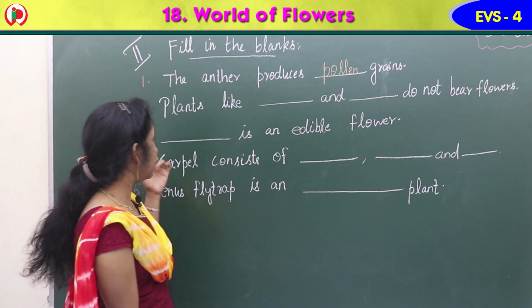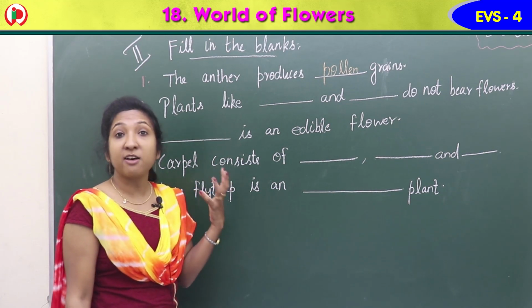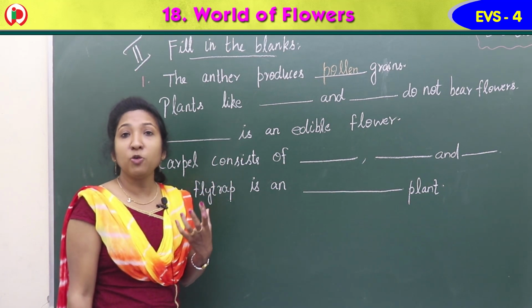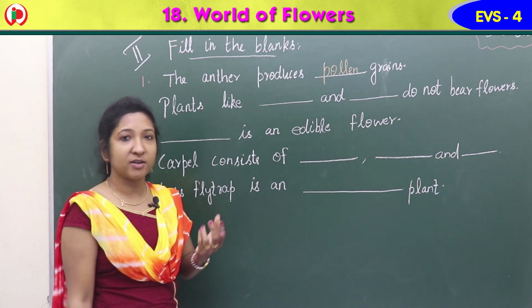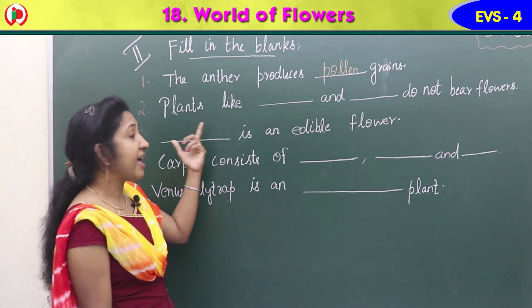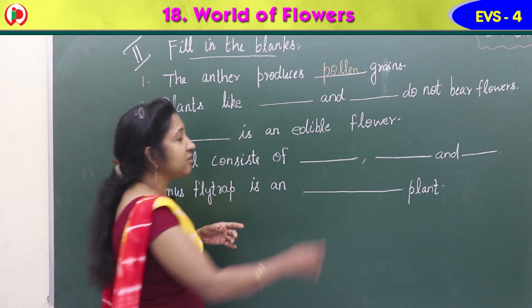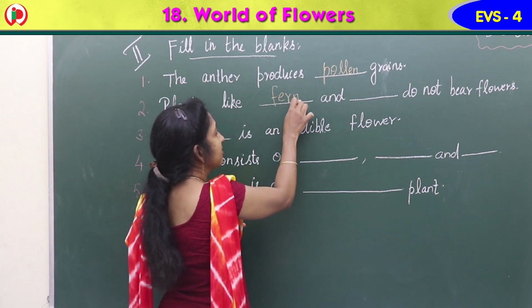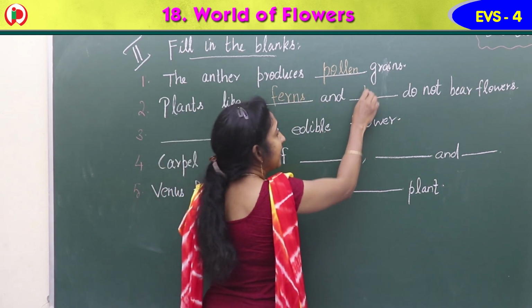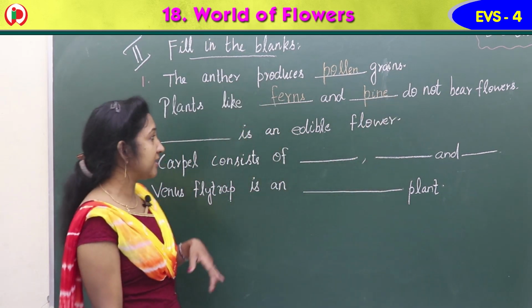Pollen grains, a fine yellow colored powdered substance, isn't it? Yes. Second, plants like dash and dash do not bear flowers. There are a few plants that cannot produce flowers. Yes, we learned about it, isn't it? Yes, so plants like ferns and pine do not bear flowers. Ferns, F-E-R-N-S, ferns, then pine, P-I-N-E, pine, do not bear flowers.